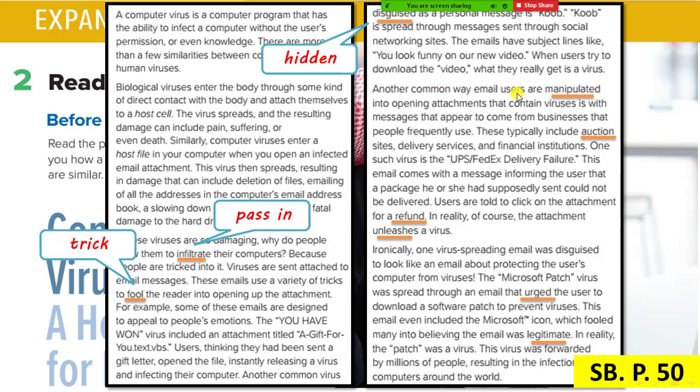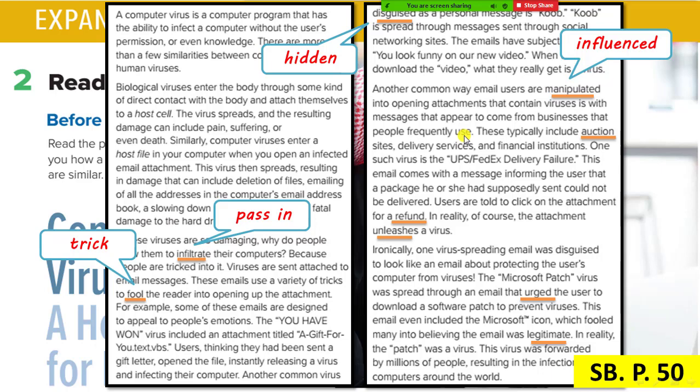Emails are manipulated. Manipulated means influenced. يعني yes, influenced يعني يؤثر على الناس او متاثرين به. Yes, into opening attachments that contain viruses. Messages appear to come from businesses that people frequently use.